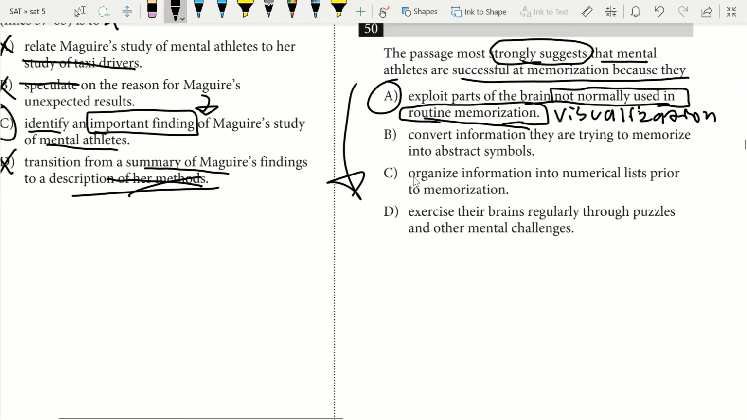All right, let's just run through B, C, D, show why they're wrong as well. B, convert information they're trying to use into abstract symbols. We never say it's abstract. Also, symbols, a better word there is going to be images. So that's why B would be wrong. C, organizing information into numerical lists. No, we don't actually organize them into numerical lists. We convert them to images, so C is absolutely factually wrong. D, exercising their brains regularly through puzzles and other mental challenges. We never say it's through puzzles. So that's why D is wrong.